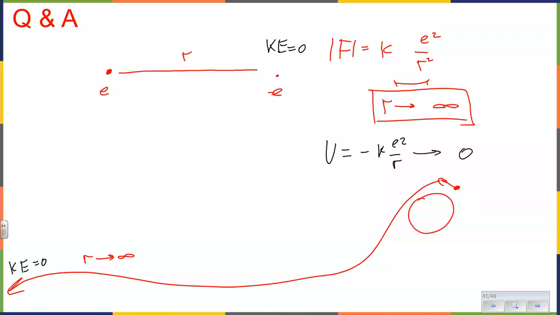Did it help? So, yeah, well, for the potential energy, that also becomes zero. And the kinetic energy is zero because we are looking for the minimum amount of energy required. So everything is zero. Total energy is zero.